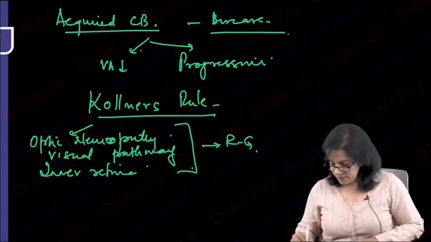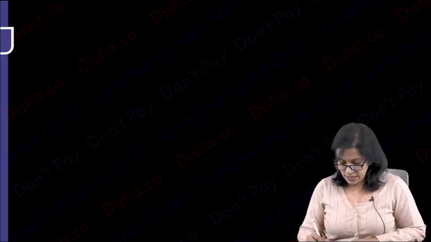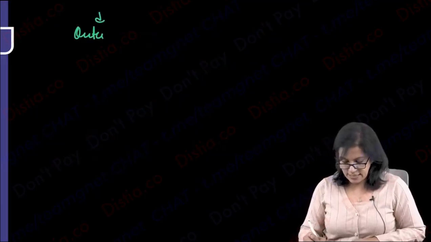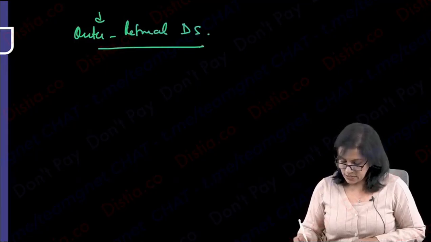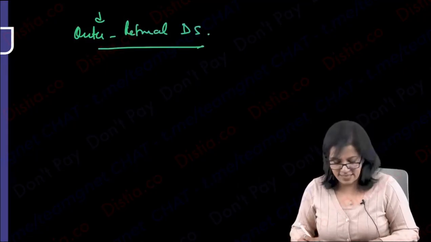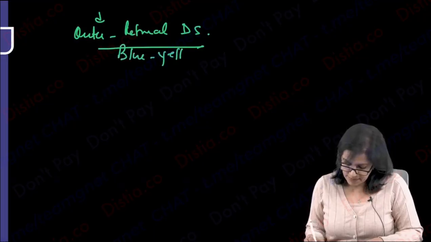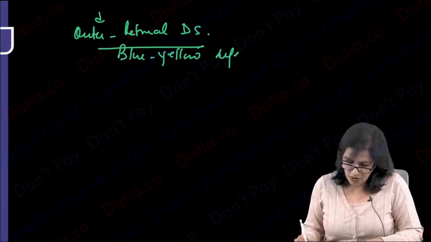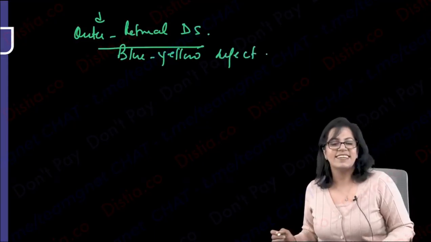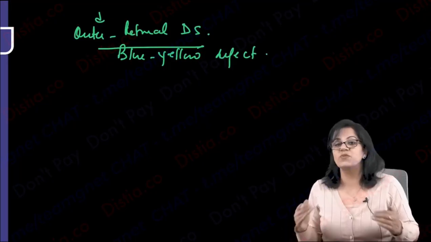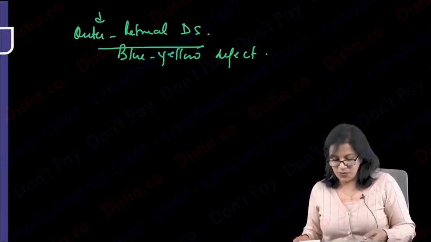Okay, but vice versa, if it is the outer retinal disease, then it is generally blue-yellow blindness. Then it is generally your blue defect or blue-yellow defect. This is Kollner's rule. Are there any exceptions to that rule? Yes, and you have to know that.